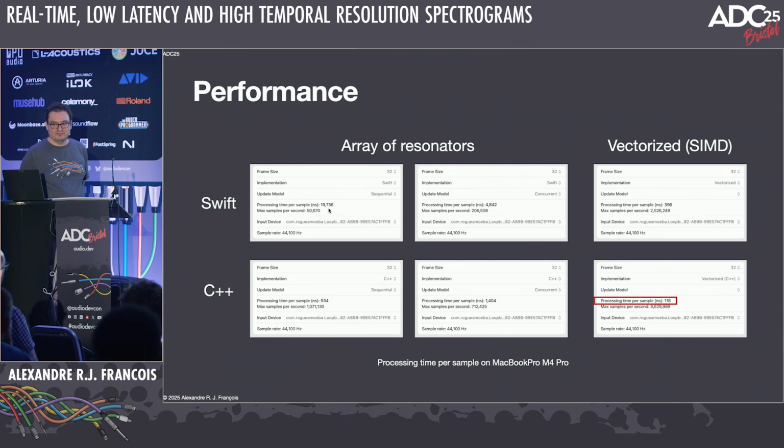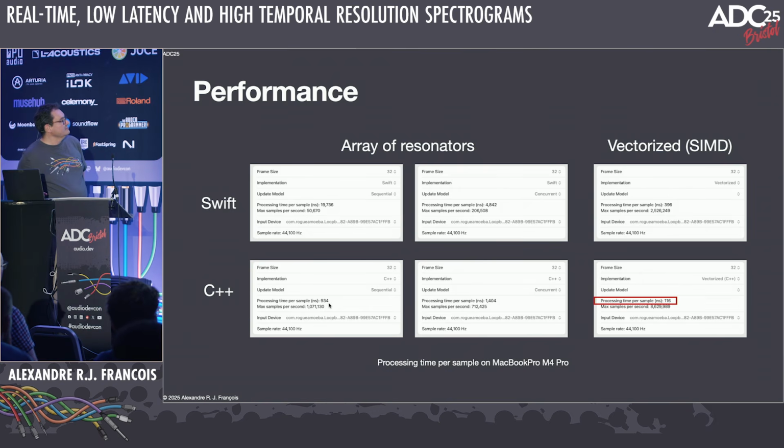So to put things in perspective, one sample duration at 44.1 kilohertz or 48 kilohertz is in the order of 20 microseconds. So this is still less than the sample time. The computation time is still less than the sample time, in Swift, in debug mode with sequential update. Okay.